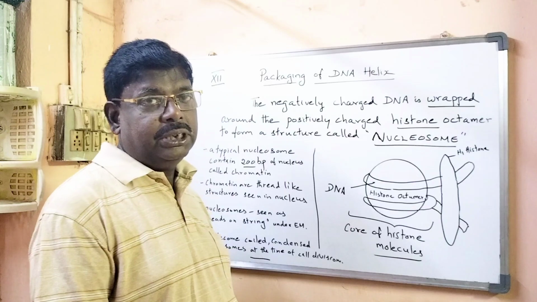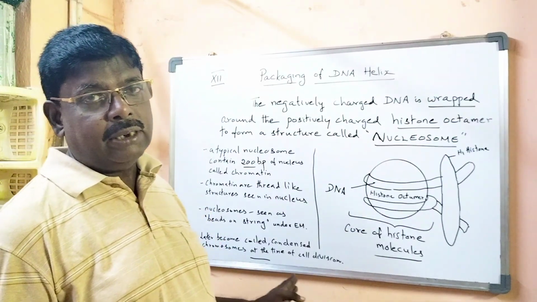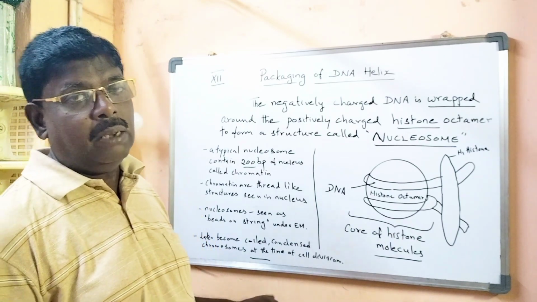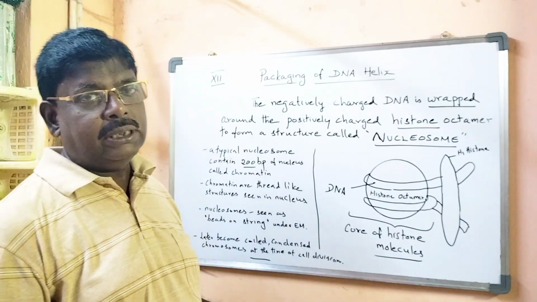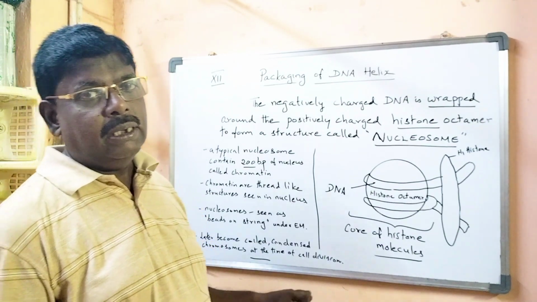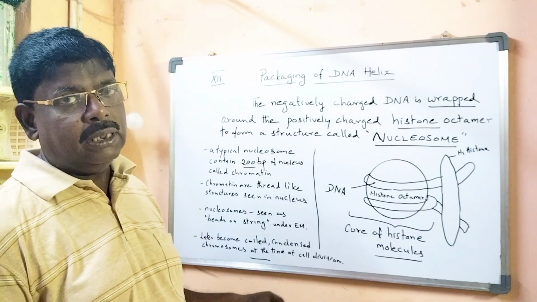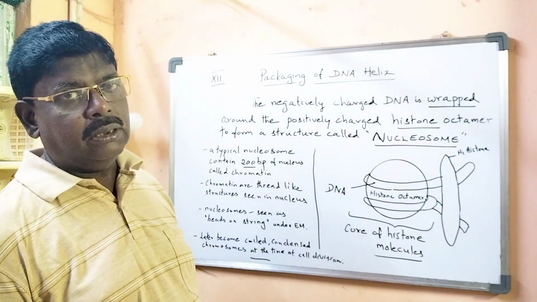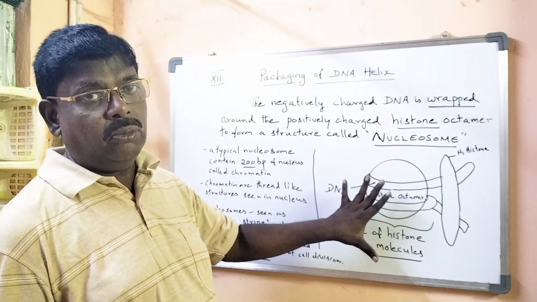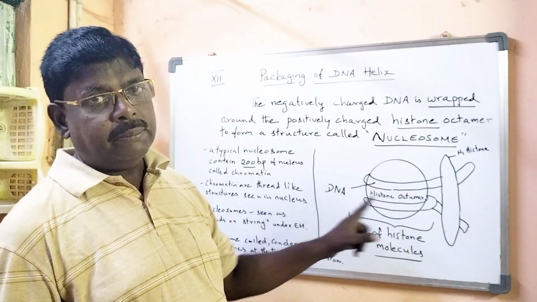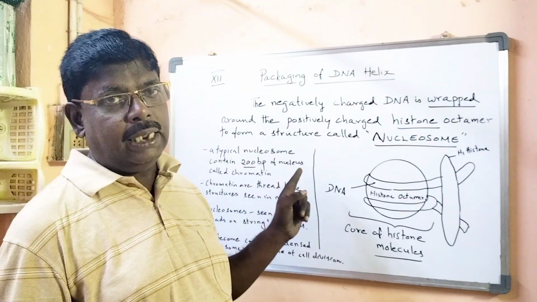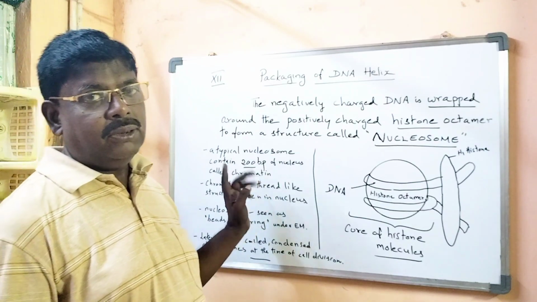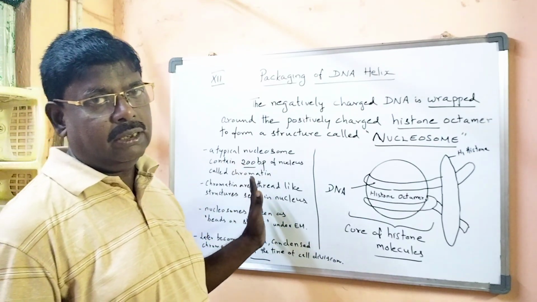But at the time of cell division, these chromatin thread-like structures get coiled, condensed, and become chromosomes, ready for cell division. Here you can see the picture of a nucleosome. The DNA that wraps has 200 base pairs, the adenine, thymine, guanine, cytosine combination. This is how chromatin looks like beads on a string.